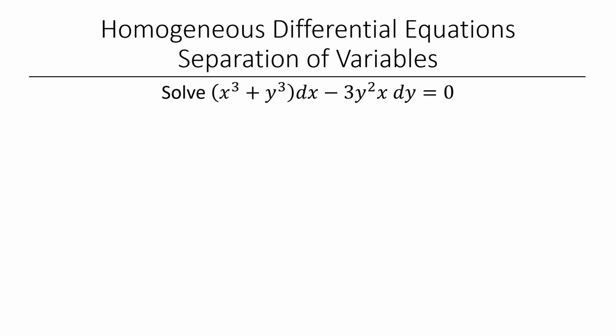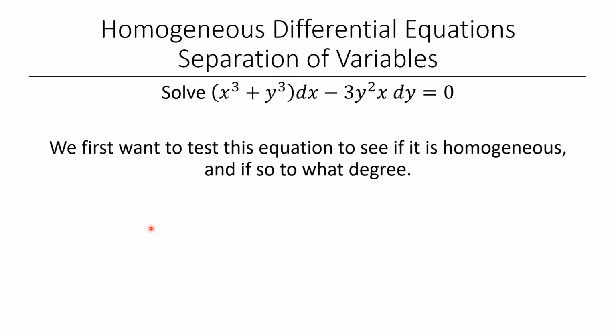So in this example, we are going to work to find a solution to this differential equation, (x cubed plus y cubed) dx minus 3y squared x dy equals 0. And as the title suggests, we first want to test this equation to see if it is homogeneous, and if so, what degree it is. So we can test for that as follows.